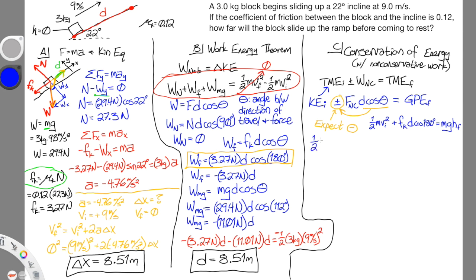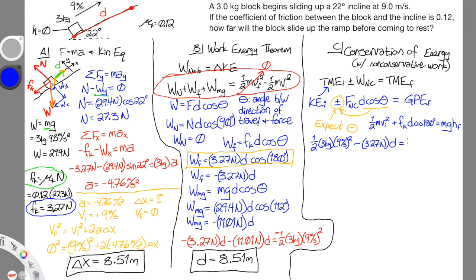1/2 times the mass of 3 kilograms times the initial velocity of 9 meters per second, quantity squared. Cosine of 180 is -1. So there's my negative sign that I was expecting. Good, we got a negative sign. The force of friction, again, thankfully we've already calculated back in part A. If we had not already calculated it, we would need to do some free body diagram work to find it. But thankfully we've already done that, so we just know it's 3.27 newtons. And we don't know d yet.